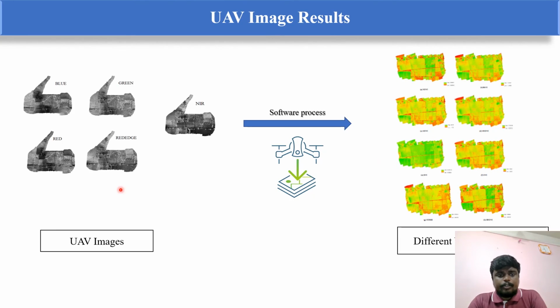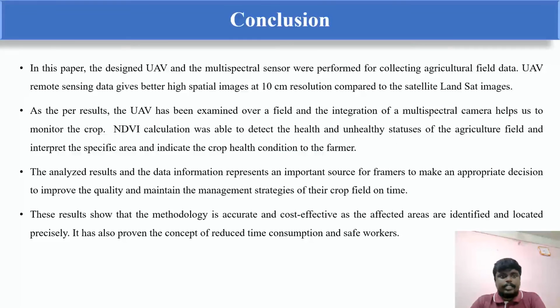These are the UAV images that have been converted to various outputs, like I said: normalized difference vegetation index, enhanced vegetation index, and soil adjusted vegetation index, like that. Here is the paper: a UAV and multispectral sensor were used for collecting agriculture field data. In a short time, remote sensing data can be achieved with a higher spatial resolution of 10 centimeters, compared to Landsat and satellite images. As per the result, the UAV was examined over a field, and the integration of the multispectral camera helps us to monitor the crop.